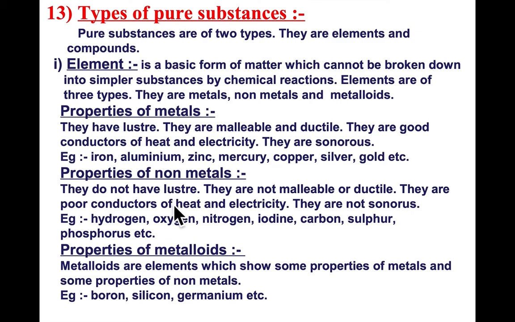And non-metals, they do not have luster. They are not malleable and ductile. They are poor conductors of heat and electricity. They are not sonorous. Exceptions are there, but we are talking about general properties. For example, hydrogen, oxygen, nitrogen, iodine, carbon, sulfur, phosphorus, etc. And metalloids are the substances which show a few properties of metals and a few properties of non-metals. For example, boron, silicon, germanium, etc.